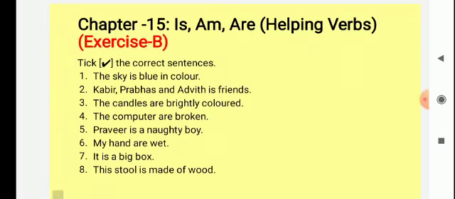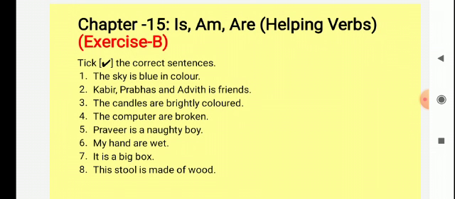Tick the correct sentences. We have to check the subject and the verb. If both are used properly, singular subject, singular verb, plural subject, plural verb. You know what are singular verbs? Is and am are singular and are is a plural verb. Am is always used with I only and is is used for singular subjects. Okay children, so let's check.